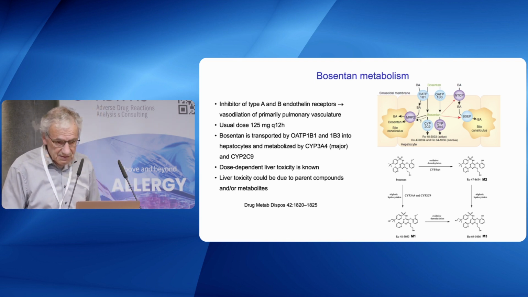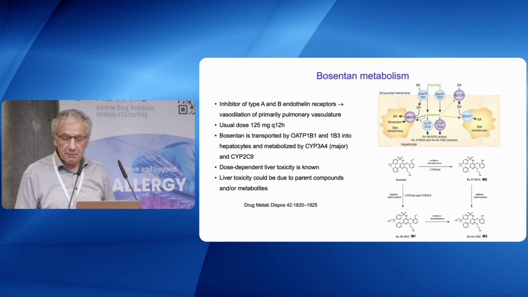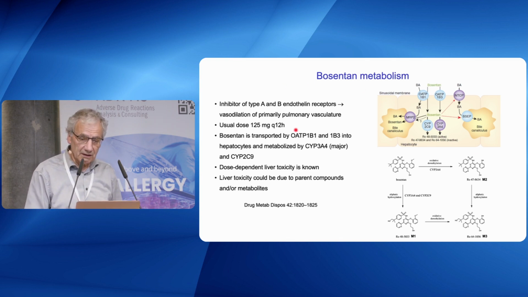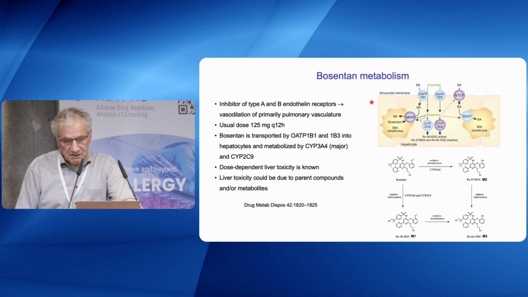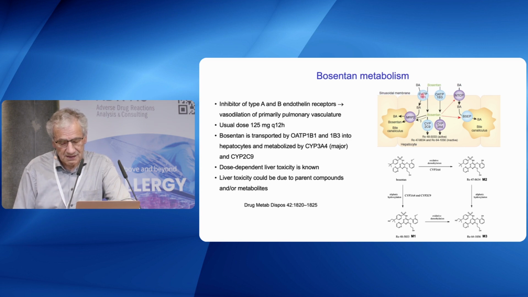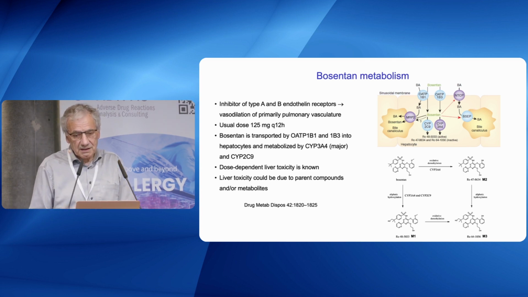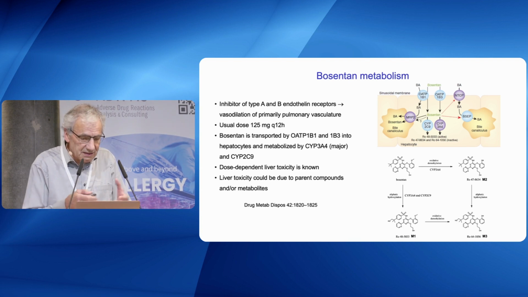The last example is bosentan. Bosentan, you may remember, is an endothelin receptor antagonist. It's used to treat patients with pulmonary hypertension. And bosentan is transported into hepatocytes by these carriers. These are anion carriers. And then it is metabolized mainly by CYP3A4, but also by CYP2C9. And it is thought that bosentan can inhibit BSEP. And when BSEP is inhibited, I told you, the bile acids are going to increase in the hepatocytes, and this may be toxic. So this is the idea.